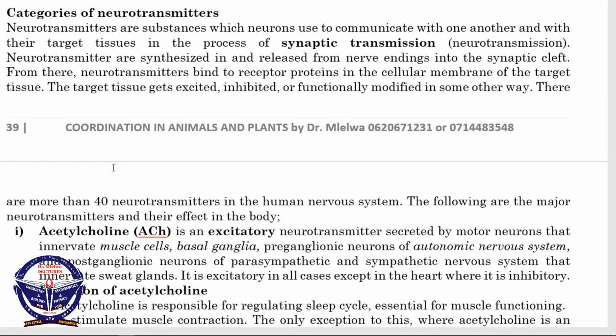But what you can say is that we have more than 40 neurotransmitters in the human nervous system, and we can't discuss all of them in this lecture. Actually, this part of neurotransmitters, most teachers don't teach it, kwa sababu kwa level yako ya advance hauwezi kufundishwa, hauwezi kuulizwa moja kwa moja kwenye mtihani kwamba maybe explain the neurotransmitters and what they are doing in the body. But actually what you can be asked is maybe to mention the different types of neurotransmitters, or the types of neurotransmitters you know.